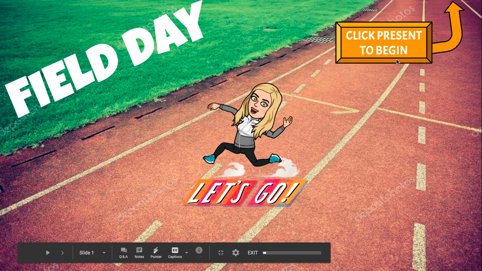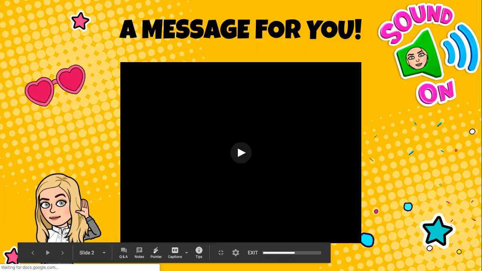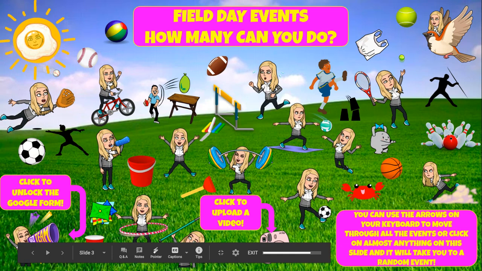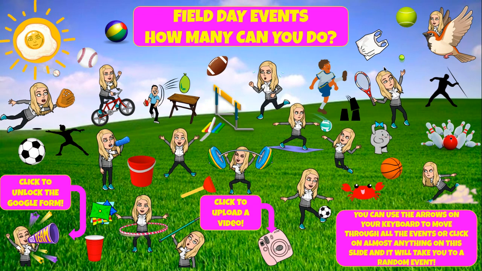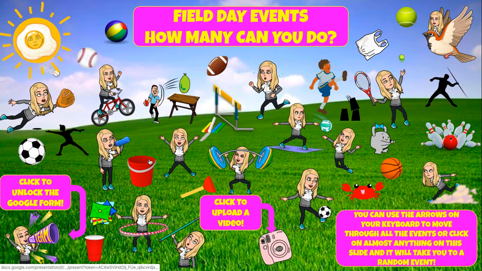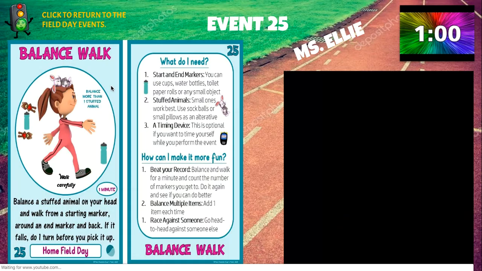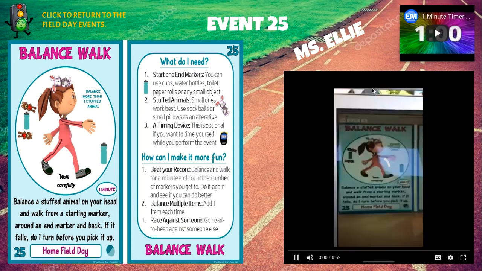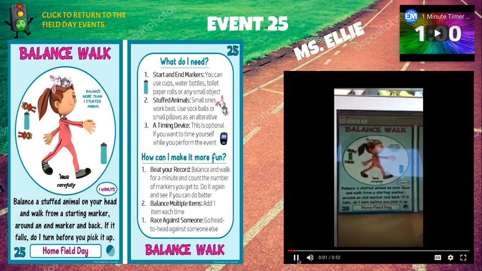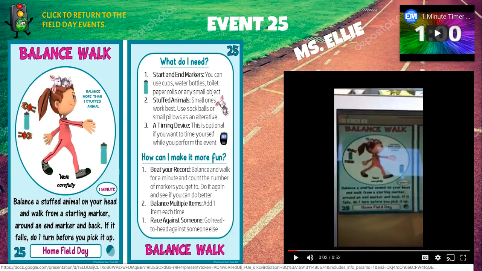You are going to use the right arrow right now to click once, and then you will get to the next slide. If I click it again, it will take me to the field day events slide. Here, anything you see can be clicked on. So if I click on this image, it will take me to one of the field day events. To get back to the field day events, I will click on this stoplight.